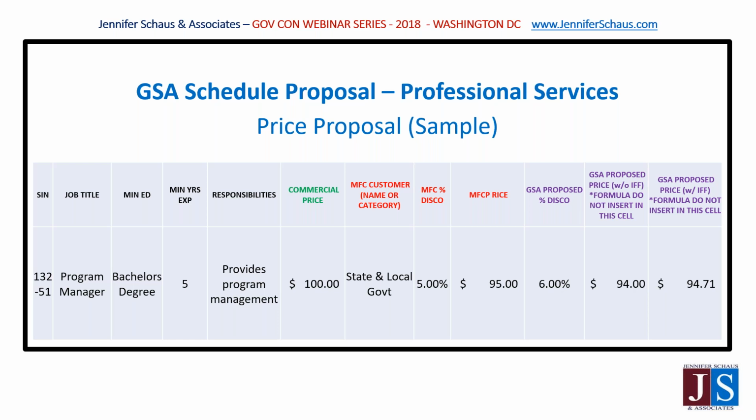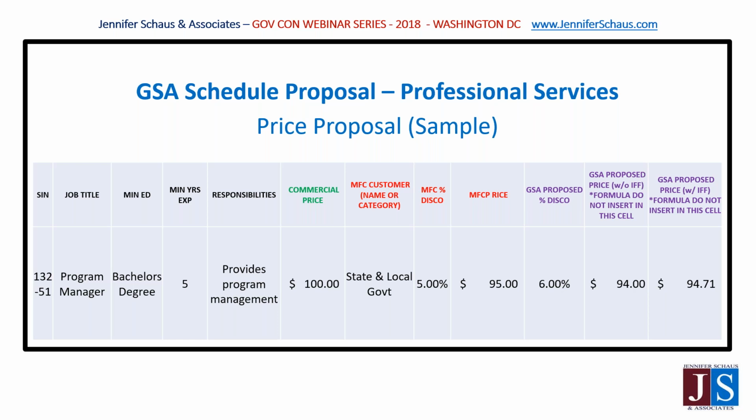We've got a program manager. You can see the minimum years of experience, education, their commercial rate. State and local is the category of the customer that gets their best rate, which is a 5% discount. And we're going to offer GSA an extra 1% off of that most favorite customer discount. Gives you $94. And then with GSA, you need to pay them the industrial funding fee, which is 0.75%, so less than 1%, but still an accounting piece that you'll need to deal with. And you'll pay that quarterly fee to GSA.